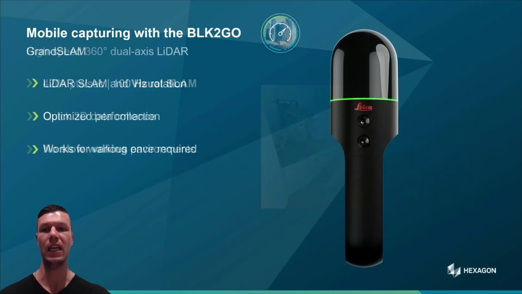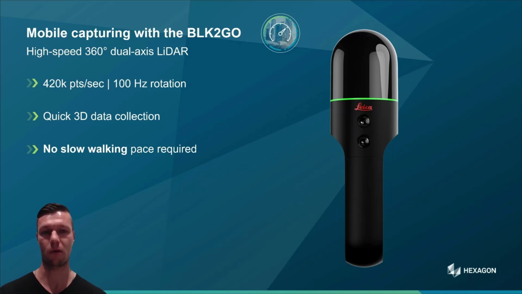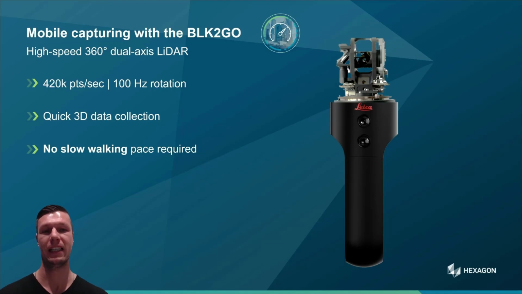For this, we are using special sensoric, for example, the dual axis LiDAR, which is a very fast LiDAR. It collects data with 420,000 points per second and rotates with 100 Hertz. So when we remove the nice looking dome, then you see the sophisticated sensor, which basically allows that we can quickly collect the 3D data which is needed to help Grand SLAM. And for you, the benefit as a user, it means that you don't have to walk slowly. You just can walk normally with a good, quick walking pace.